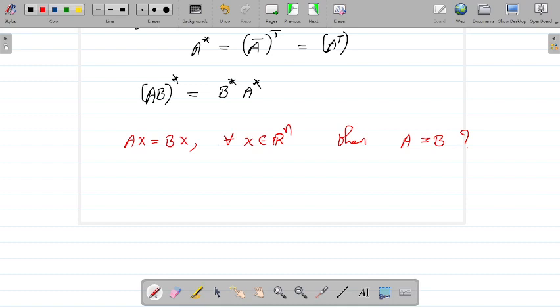But instead of going with elements, let's do one thing. Let us show that the columns are equal. The first column of A will be the same as the first column of B, and similarly we'll do it for every column. Then you can say that both are the same, A and B are equal. So the simple idea is, can you tell me an X for which A times X will give you the first column of A only? Can you think of an X for which AX equals the first column of A?